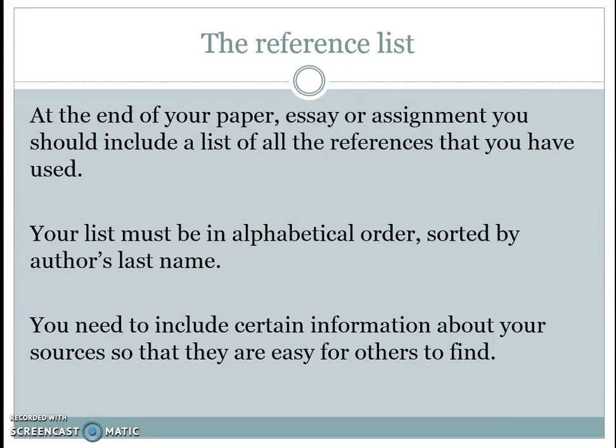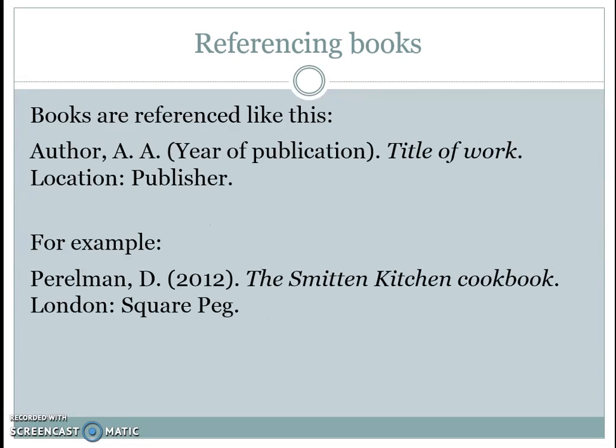So looking at the reference list, at the end of your paper, you need to have an alphabetical list of all the sources or all the references that you have used throughout your assignment. Your list is alphabetical by the author's last name, and in each reference you need to include certain information. The information that you include in your reference list will vary according to the type of source.